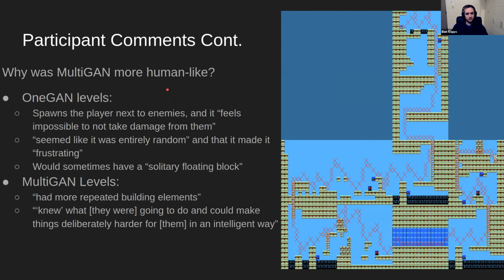Okay, so MultiGAN levels were more human-like because they had repeated building elements, which is interesting because we were wondering whether or not the distinct segments were a bad thing, but the repeated building elements were found to be sort of a good thing. And this is the participant's comment that was mentioned earlier, and it references this exact level. This is the level that they played that they're referencing when it said it was getting harder for them in an intelligent way. And that sort of makes sense, right?